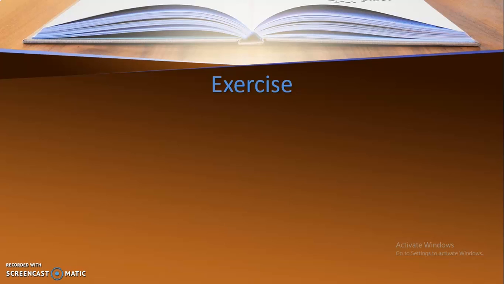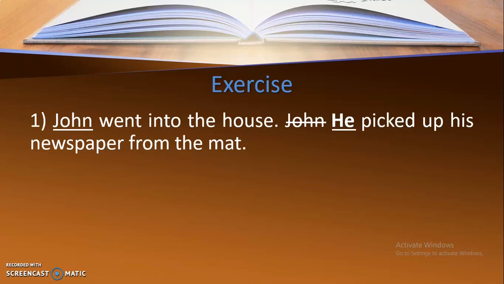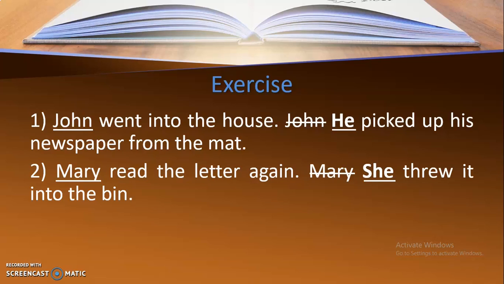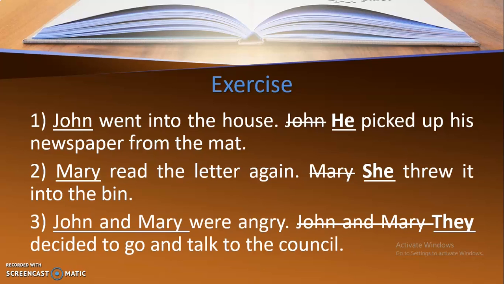So now let's jump to an exercise, final exercise. The first, John went to the house. John picked up his newspaper from the mat. Rather than repeating John here, we have used he, because John is the name of a person, a masculine person. Mary, the letter again, Mary threw it into the bin. Rather than repeating Mary again here, we have used she.